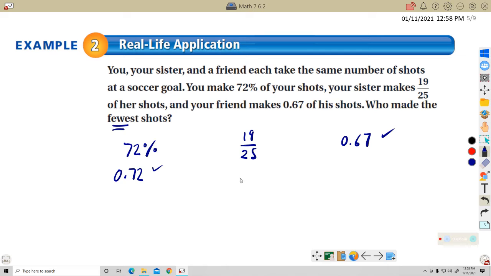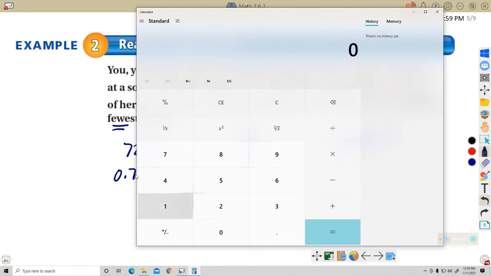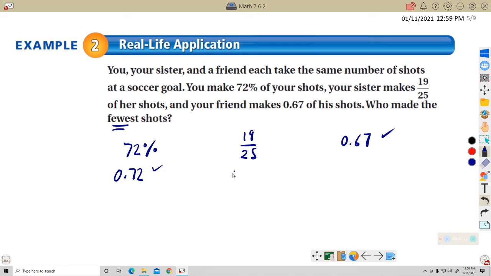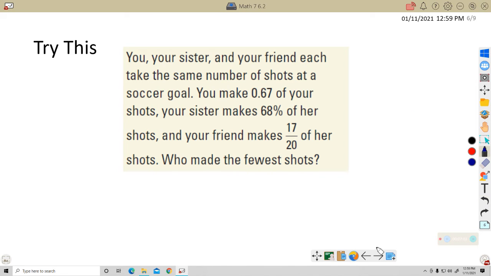The 19 out of 25. We could multiply everything up and then back down, or we can just do it on a calculator. 19 divided by 25 is 0.76. This one's already in decimal format. All right. So which one is the lowest? Your friend. Yeah. When they write these math problems, they don't want to talk bad about you or your sister, but your friend. You made the most. Good. No, wait. Your sister. You made less than your sister. How embarrassing.